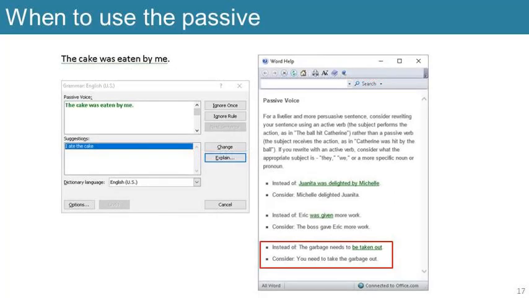But the desire to avoid stating the agent may be more justifiable in certain contexts. Let's look again at Microsoft's suggestions here. In using the passive, the speaker is avoiding saying directly who should take the garbage out. This can be viewed as a sensible, non-confrontational approach in personal relationships.